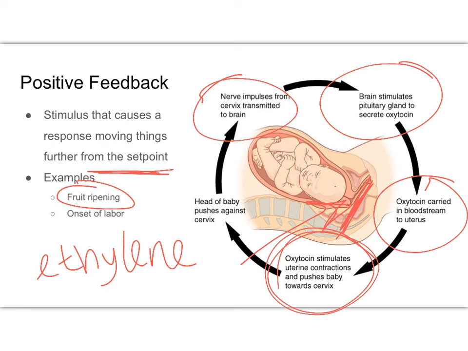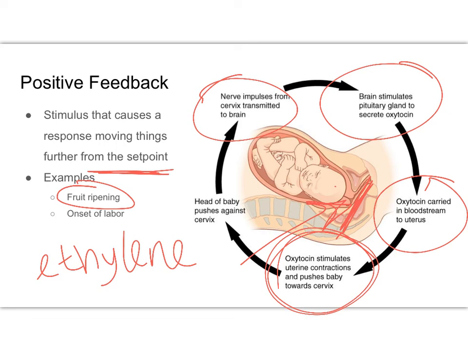And so as the cervix opens up, again, that's going to send signals back to the brain that says, hey, release oxytocin. So we're pushing this further and further from the set point. The set point is that the cervix is closed and that the uterus isn't contracting. And so as we push it further and further, those contractions become more forceful and they become closer together, allowing the cervix to open up completely so that the baby can fit out.